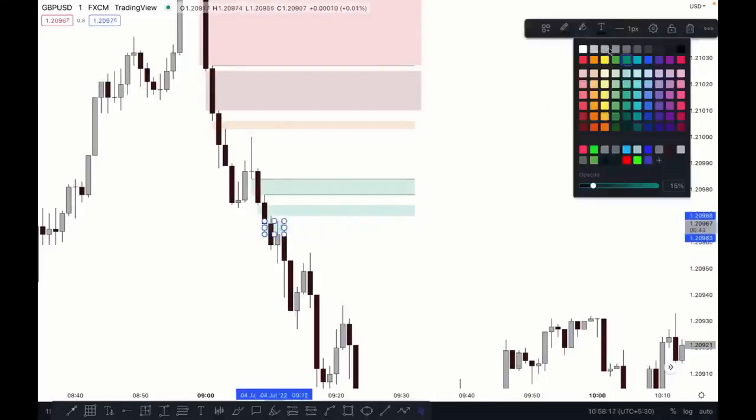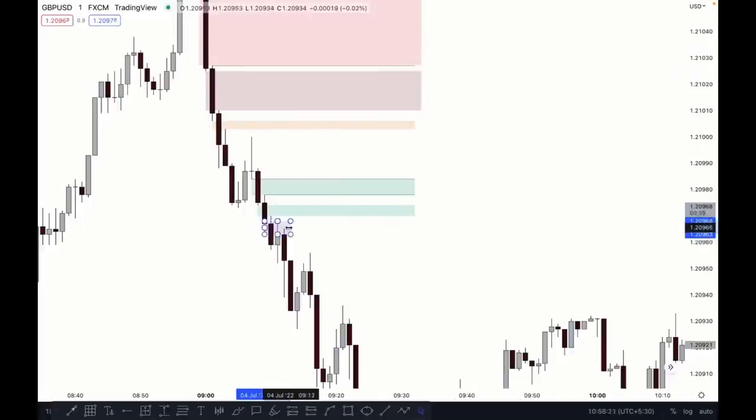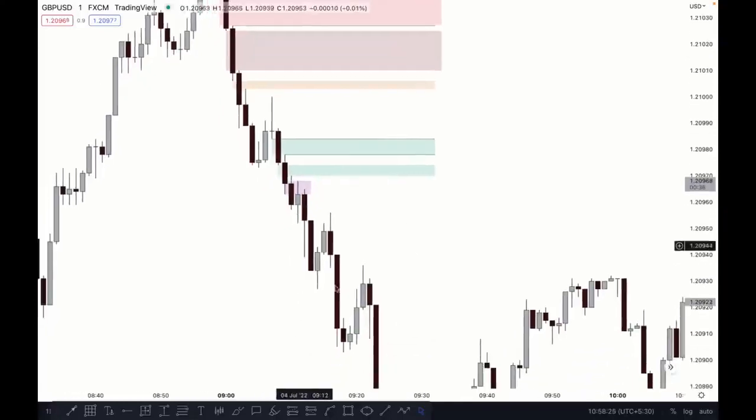So this one is also an imbalance, and if I mark here and this is here, which is already mitigated, so there is no meaning to mark this zone, right? So this is not an imbalance, correct? And same thing is here, everything is mitigated, right?